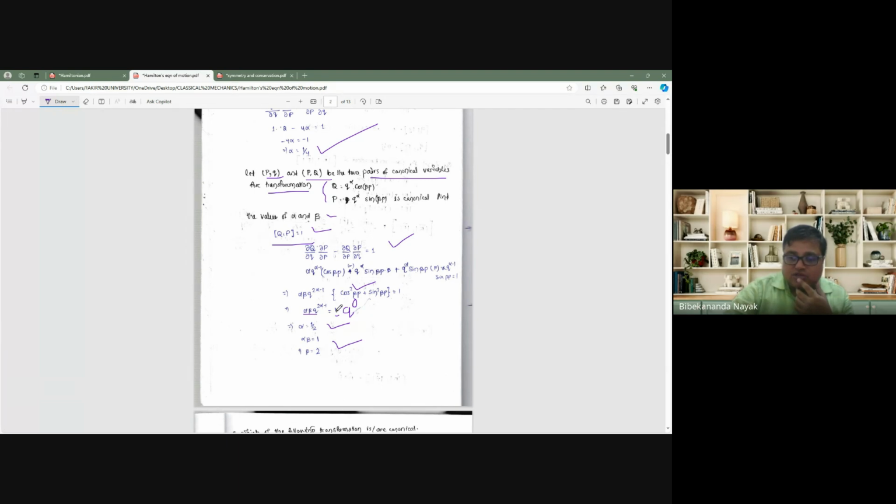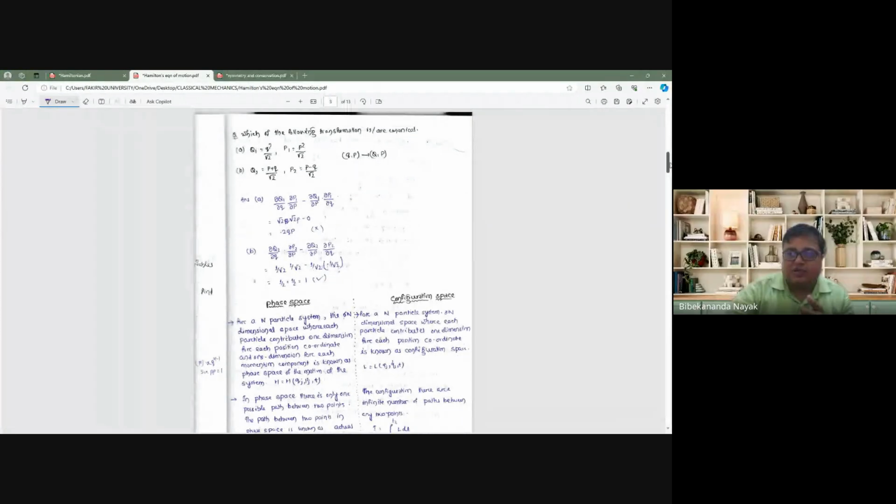Since there is no power of q, the powers must be equal. Here the power of q is 2 alpha minus 1. There is no power, meaning 0. So 2 alpha minus 1 must be equal to 0, where you get alpha is equal to half. Again, alpha beta is equal to 1, so beta will be 2 for alpha beta equal to 1. Isn't it?